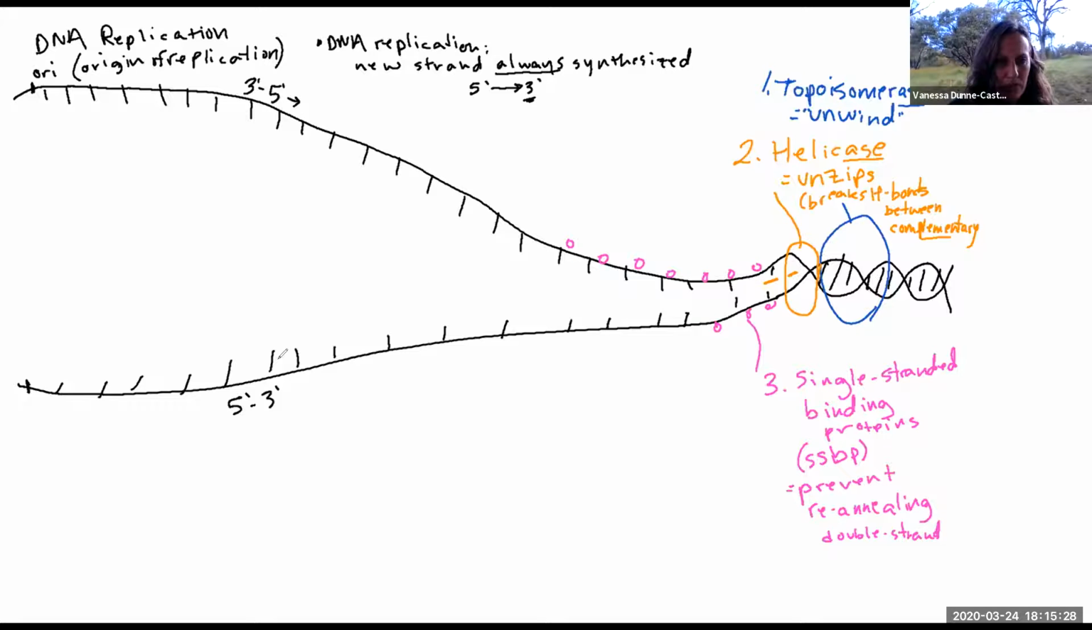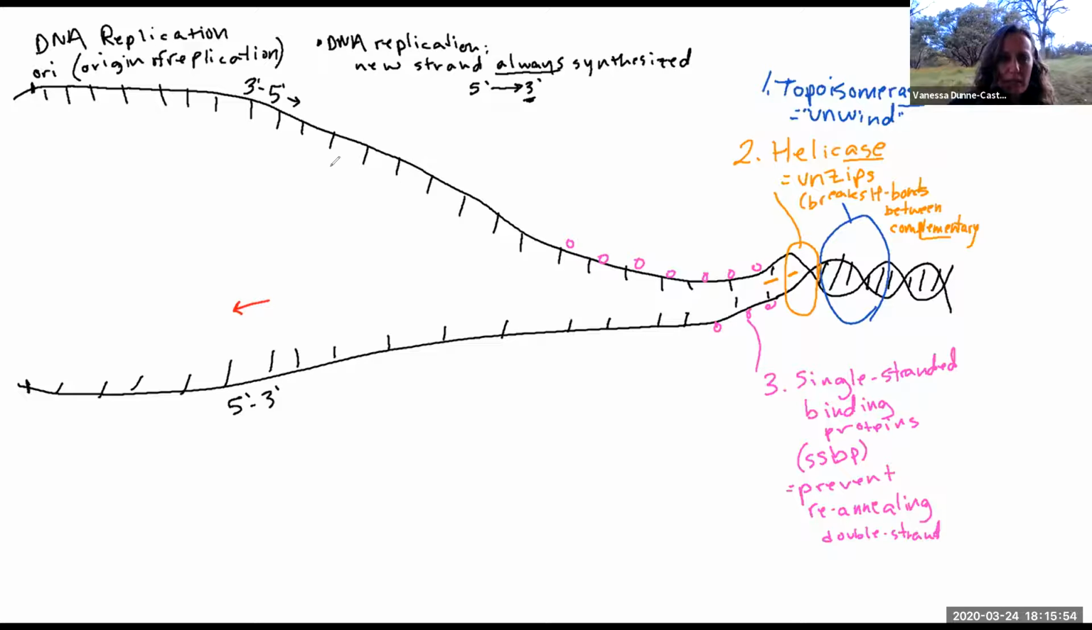But note the bottom strand. The bottom strand's template orientation is 5 to 3 like this. That means in order for replication to go from 5 to 3 with the newly synthesized strand, this newly synthesized strand is going to be replicated essentially backwards, right, in the opposite direction of that replication fork. So let's talk through how that process happens in just a second. Let's start up here at the top though.